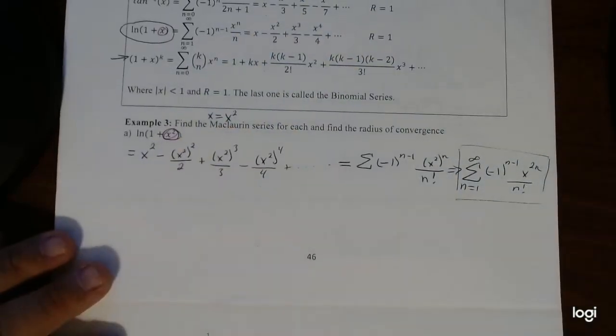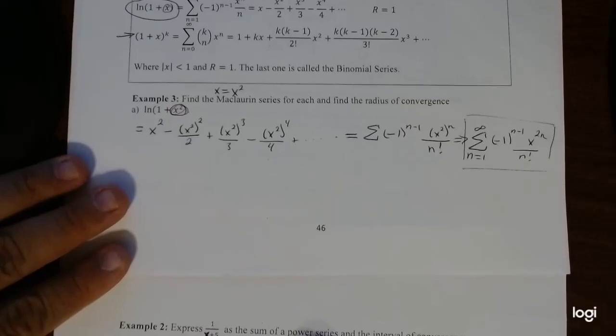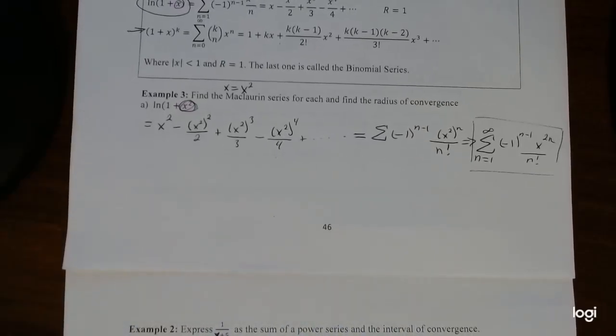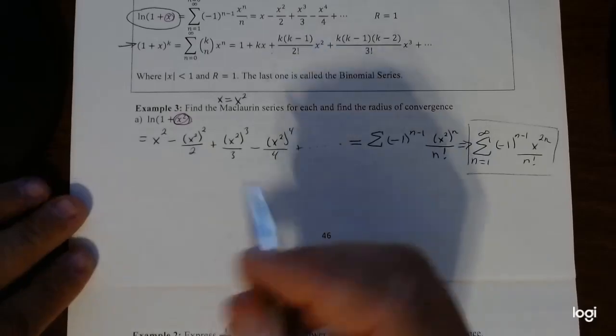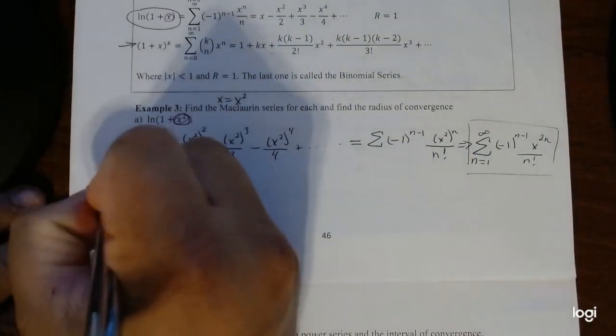Just plug in x squared instead of x and see what we get there. Okay, and then the last part, we want to find the radius of convergence. Same process here, right? So you're going to take the, what's it called? The ratio test. Sorry, I had a little brain freeze. So take the ratio test. It ends up being the same process that we did in the last example.